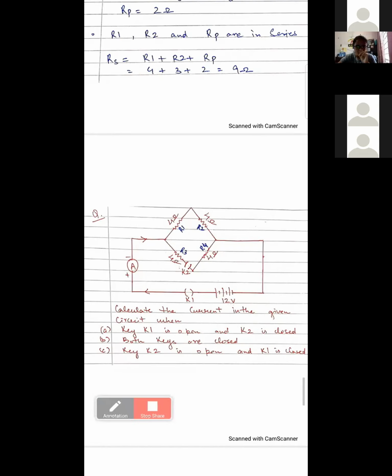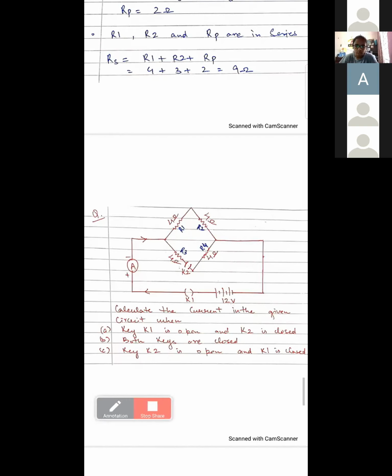Ma'am, I can't hear you. Your voice is breaking. I think current is 3 ampere. One by one, I'll discuss the case. First, find for case A. Key K1 is open and K2 is closed. Ma'am, I know, it's 0. K1 is open, it's 0.